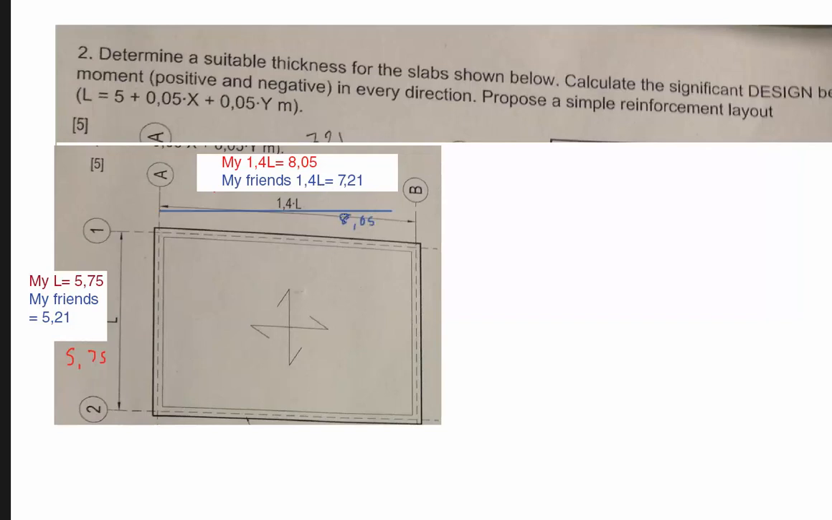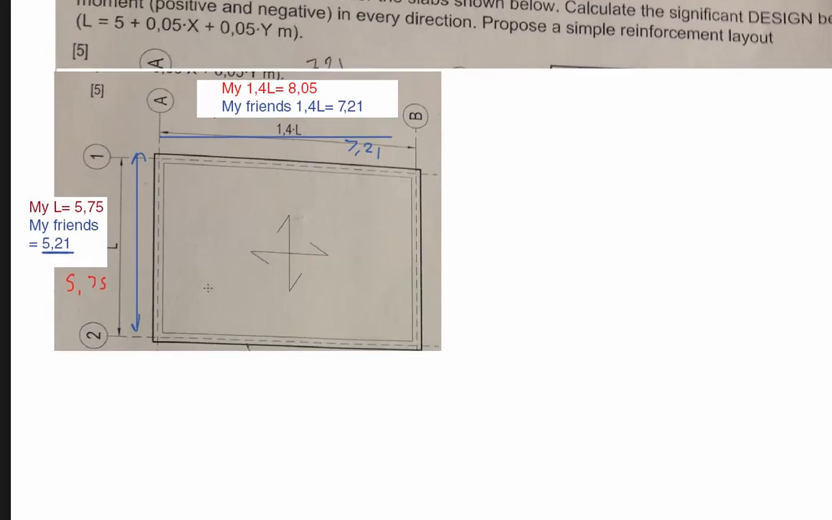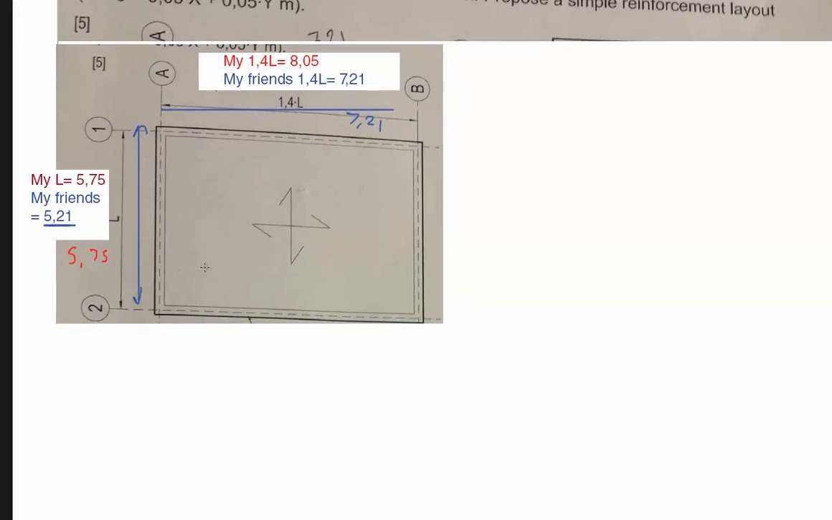8.05, as I said before. So we're not going to use that. We're going to do 7.21, which is okay, which is nice. And then this, as you see here, it's 5.21.